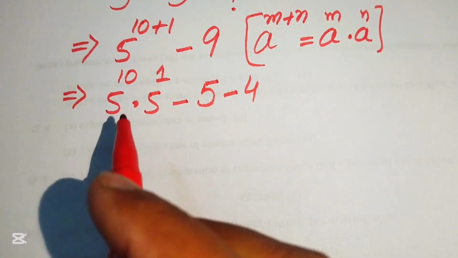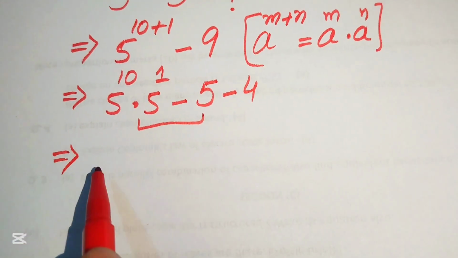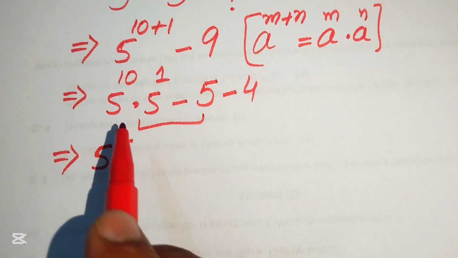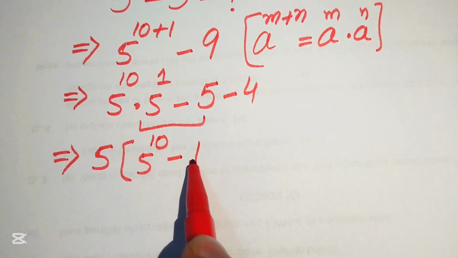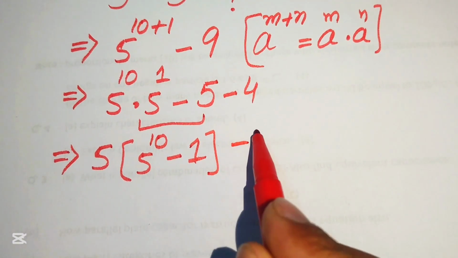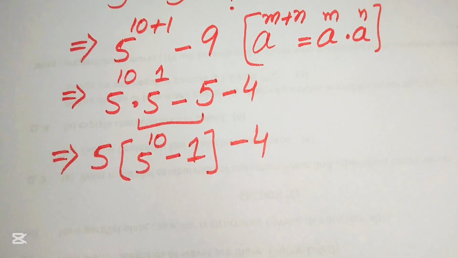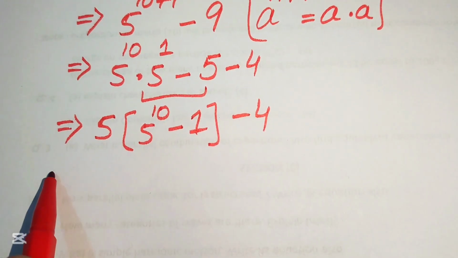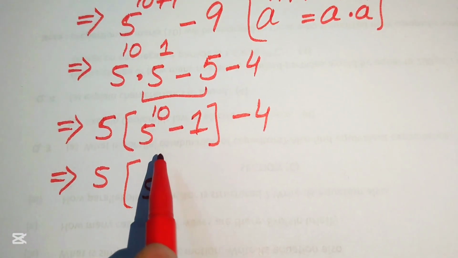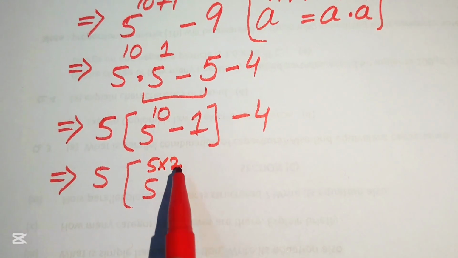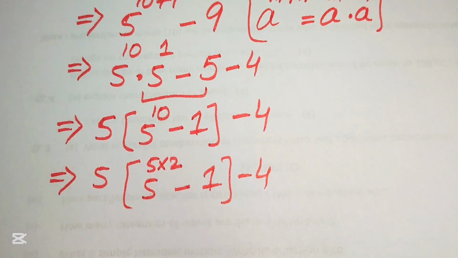Now you see in the first two terms we have 5 as the common term, so we take 5 common from the first two terms, and the remaining terms are 5 to the power of 10 minus 1, and then minus 4. In the next step we focus on this 5 to the power of 10, and we write it as 5 to the power of 5 times 2, minus 1, and this is subtracted by 4.